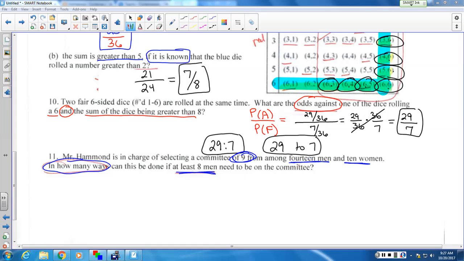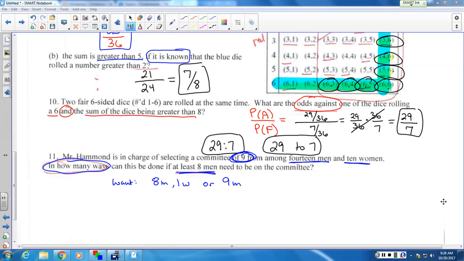At least 8 men need to be on the committee. So if we think about what we want, at least 8 men, and we're choosing 9 total. So we could have 8 men and 1 woman, or we could have 9 men. That's pretty short. I'm going to work forward. If it is at least 1 man, that'd be 1, 2, 3, 4, 5, 6, 7, 9, then I'd work backwards. But this is short, so I'm going to work forward.